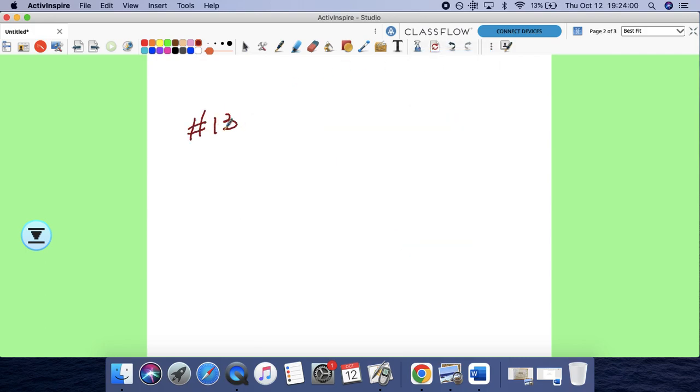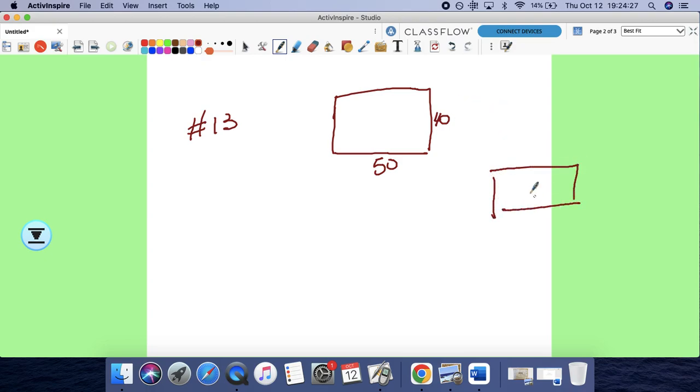13. Rectangle is 50 long and 40 wide. So 50 long and 40 wide. The length is decreased by 40%. So let's make this bigger. 50 and 40. Now the length is going to get smaller. So it's going to be decreased by 40%.